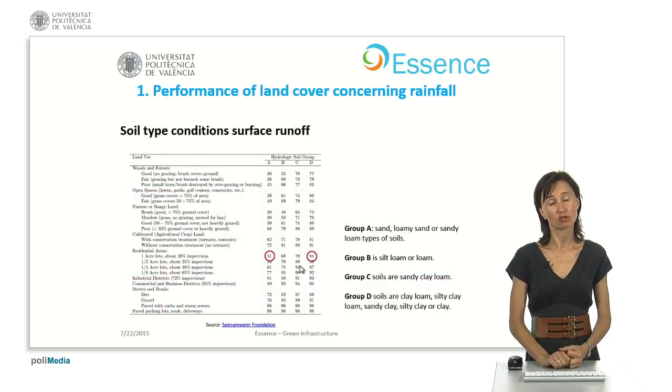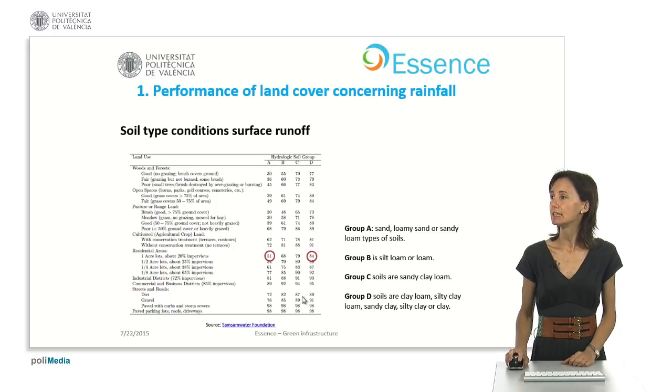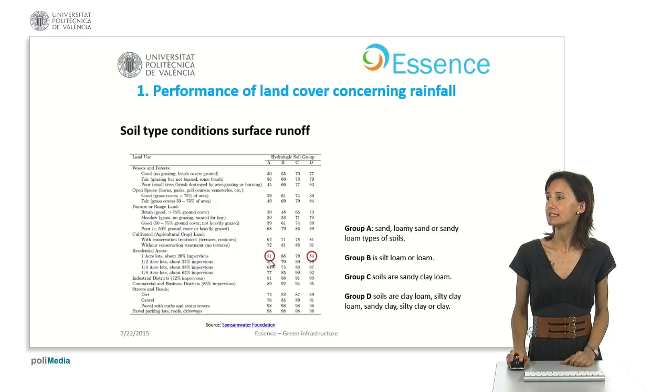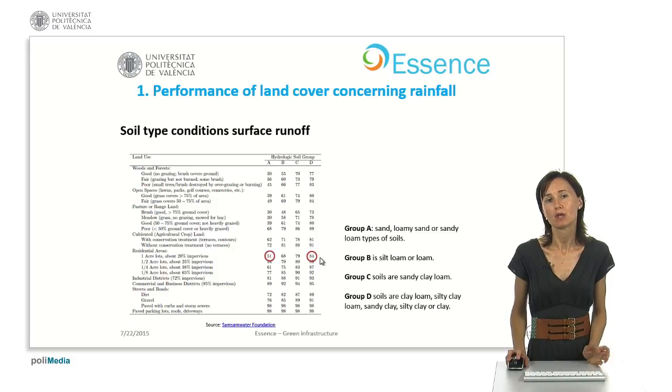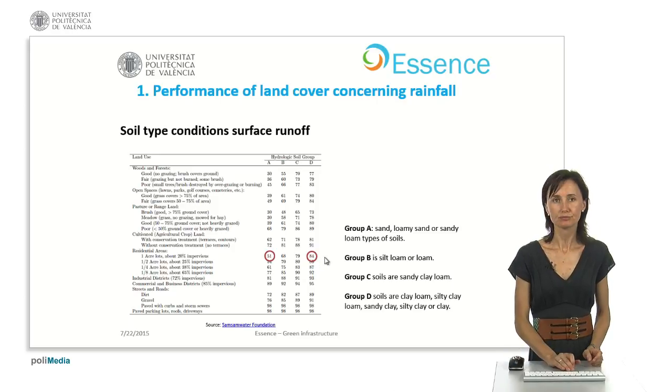But soil type is also important. As you can see in this table, faster infiltrating soils of type E, for instance sandy soils, have lower coefficients of runoff than lower infiltrating soils of type D, like for instance clay soils.